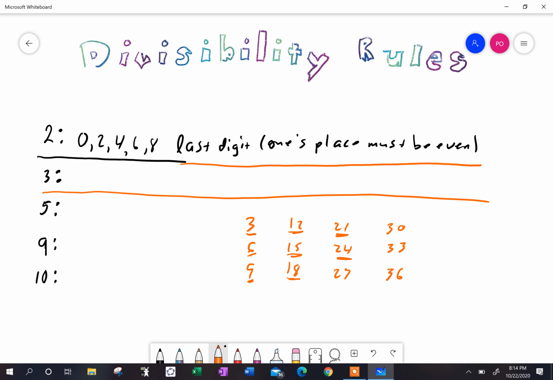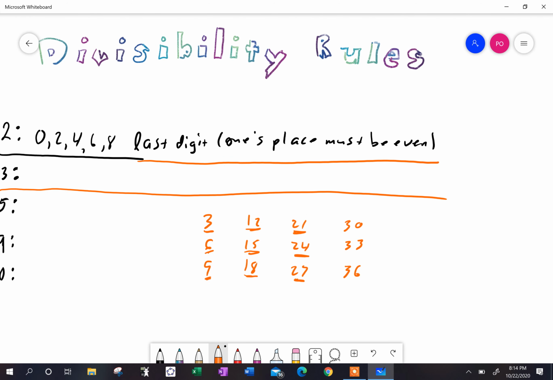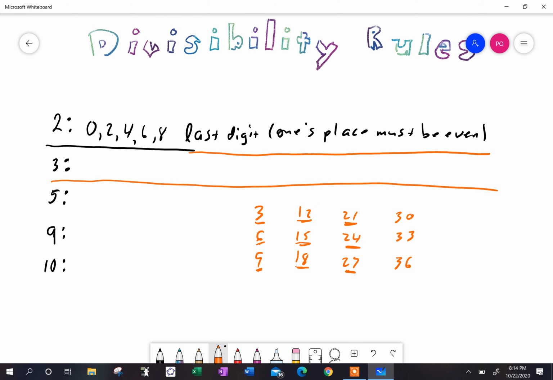24 is 2 plus 4, you get 6. And 27 is 2 plus 7, you get 9. 3 plus 0 is 3, 33, 36. 3 plus 3 is 6, 3 plus 6 is 9. Now you might have something like 99, and 9 plus 9 equals 18. But if you take a look at 18, 1 plus 8 equals 9. So therefore, 99 can be divided by 3.